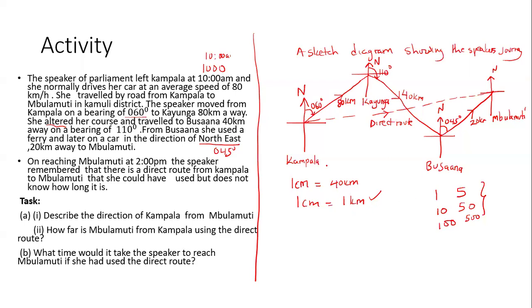Now for this particular one, I want to see members in the chat indicate among these, which one do you think is very appropriate for us to use? 1, 10, 100, 5, 50, or 500? Indicate in the chat.